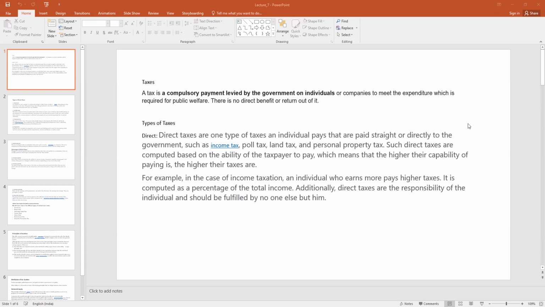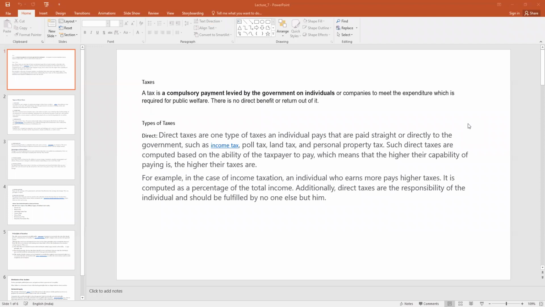So what is taxes? A tax is a compulsory payment, as I told in the last class. Even Dalton has presented one definition of taxes. And Musgrave is another important fiscal economist, who has also given a similar definition. A tax is a compulsory payment levied by the government authorities on individuals or firms or companies to meet the expenditure of the government, and there is no direct benefit or return out of it. This is the definition of taxes. So tax is a compulsory payment levied by the government authorities without any direct benefit.